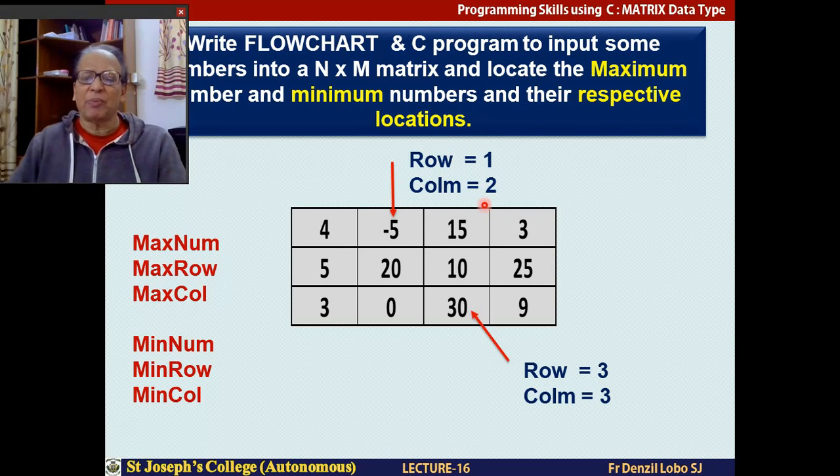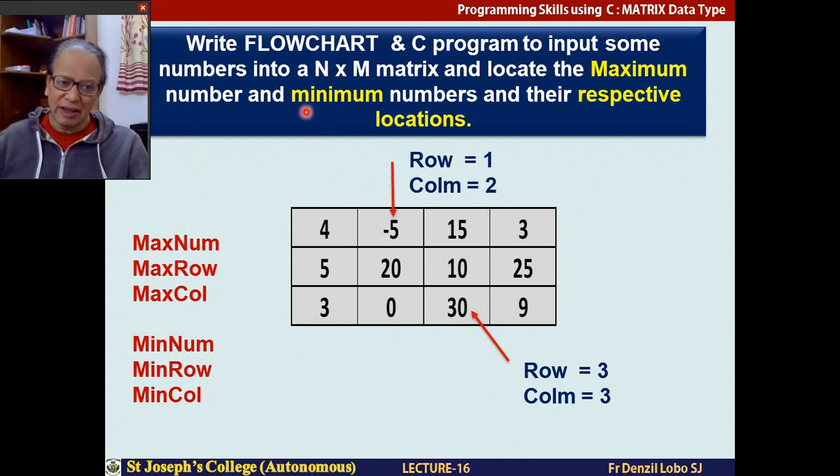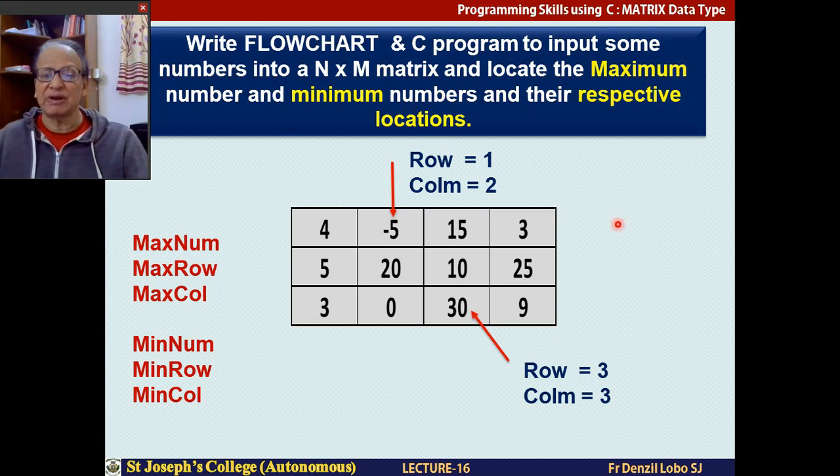Then we come to one more problem. This time it is your task to do. You write a flowchart and C program to input some numbers into an n cross m matrix. In the earlier example, it was a 3 cross 4 matrix. Now the choice is left to you. So you enter the number of rows and number of columns in your matrix. And this time you find the maximum number and minimum number and their respective locations.